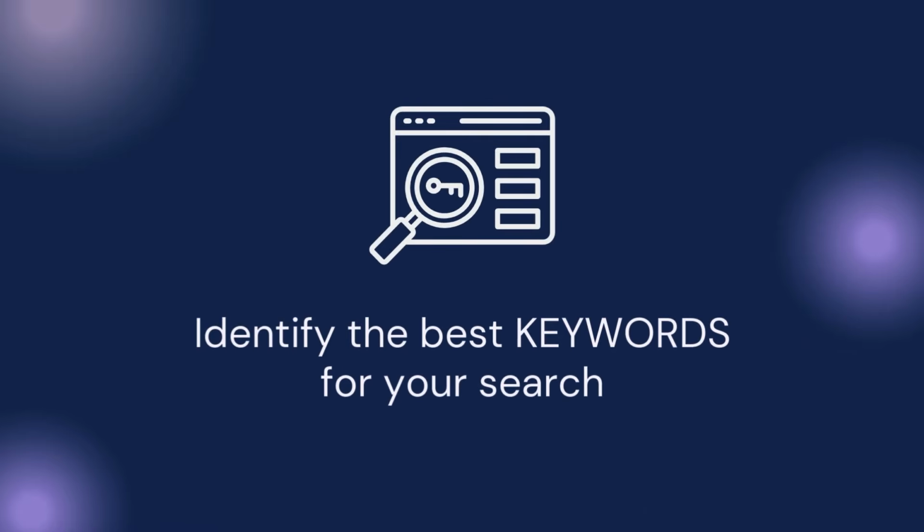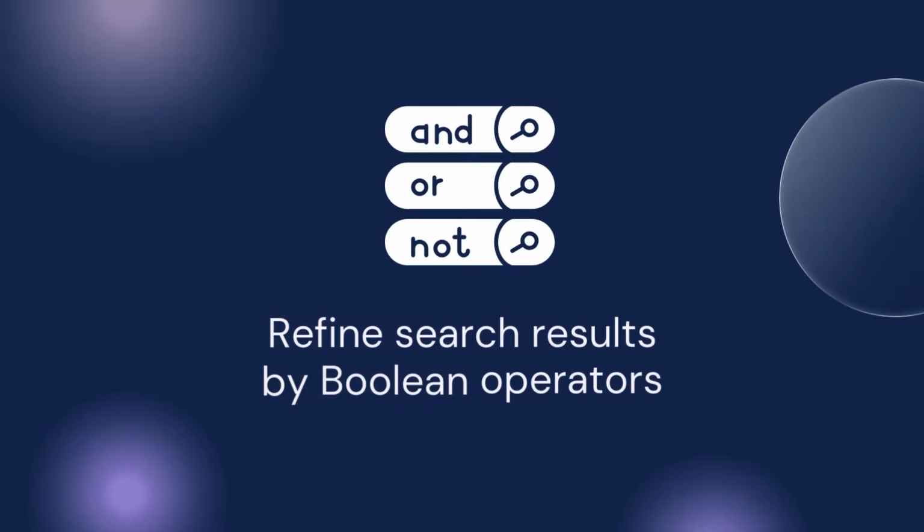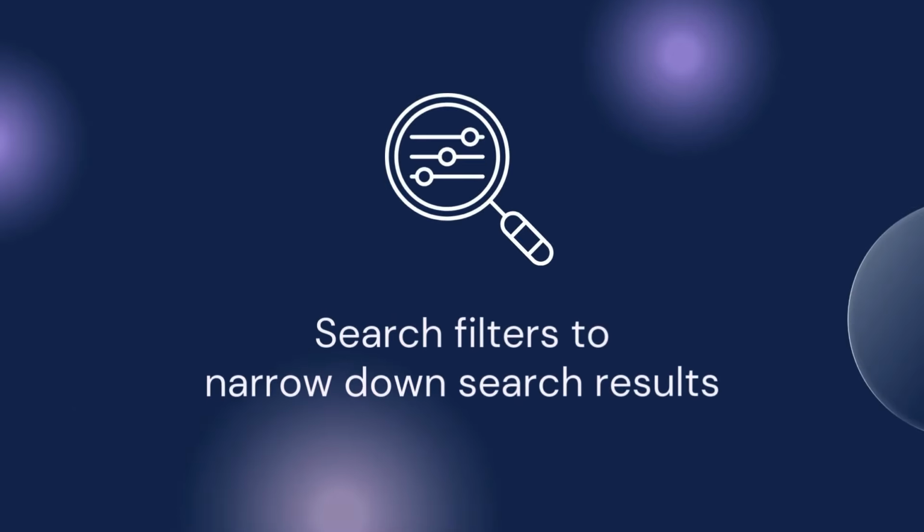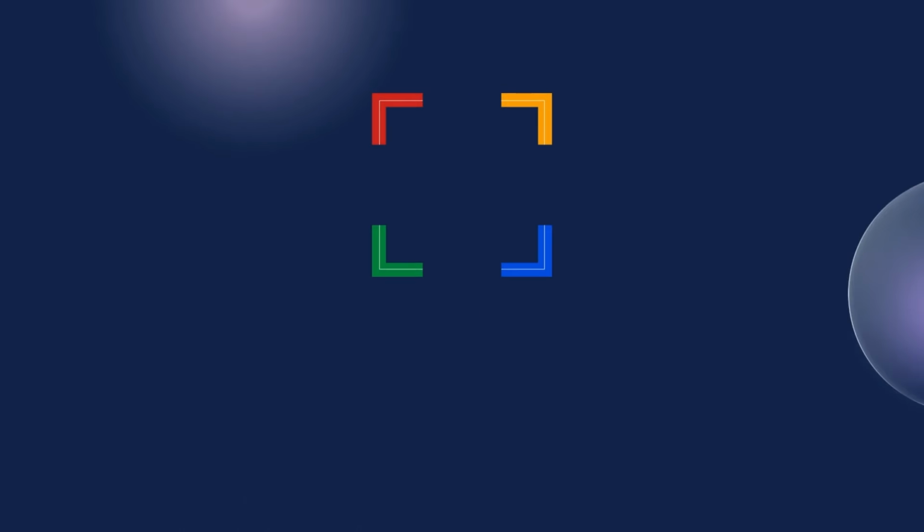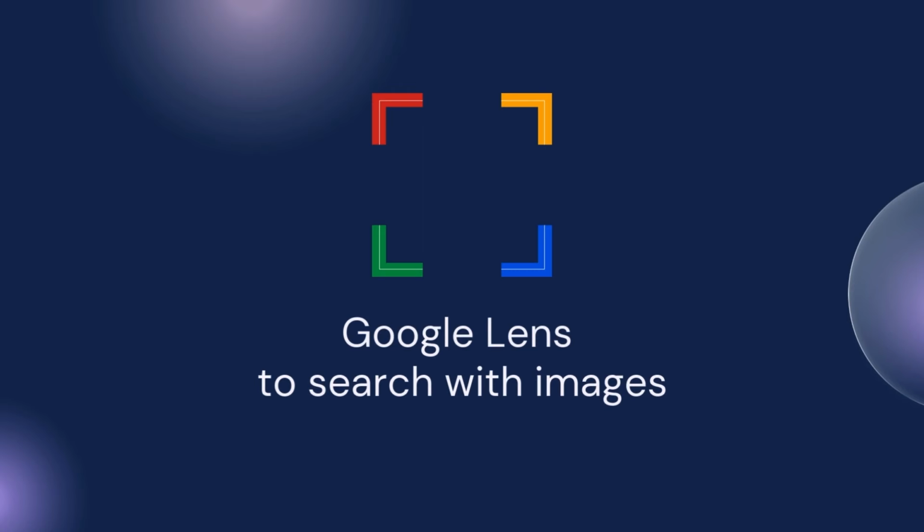First, we'll look at how to identify the best keywords for your search. Then, we'll explore how Boolean operators like and, or, and not can refine your search results. After that, we'll use search filters to narrow down results even further. Finally, we'll show you how to use Google Lens to search with images, which can be really handy for certain academic tasks. By the end, you'll be able to find the most relevant information quickly and efficiently, whether it's for academic research, work projects, or personal inquiries.